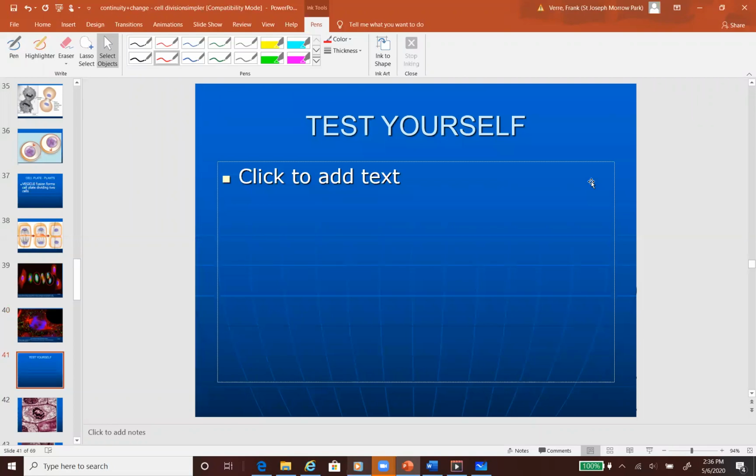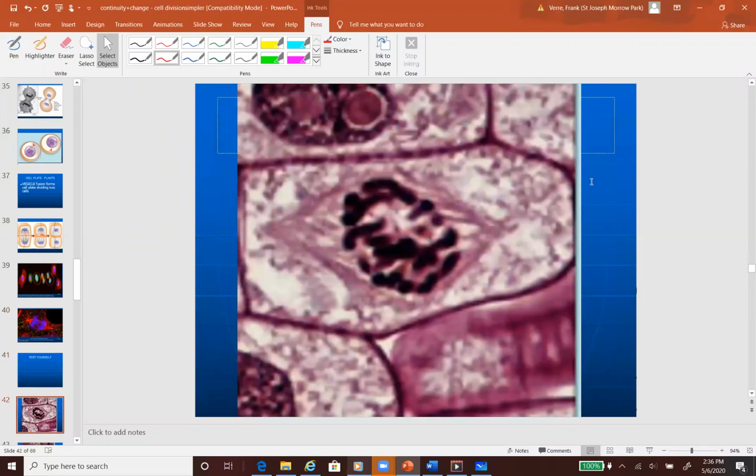So, if we want to test ourselves, for example, what do you think this would be? What stage would this be? So these are all stages of mitosis. So it's not interphase, okay? So it's either going to be prophase, metaphase, anaphase, or telophase. So P, M, A, T. What does this stage look like? What do you think? Anyone want to guess? No one wants to guess?